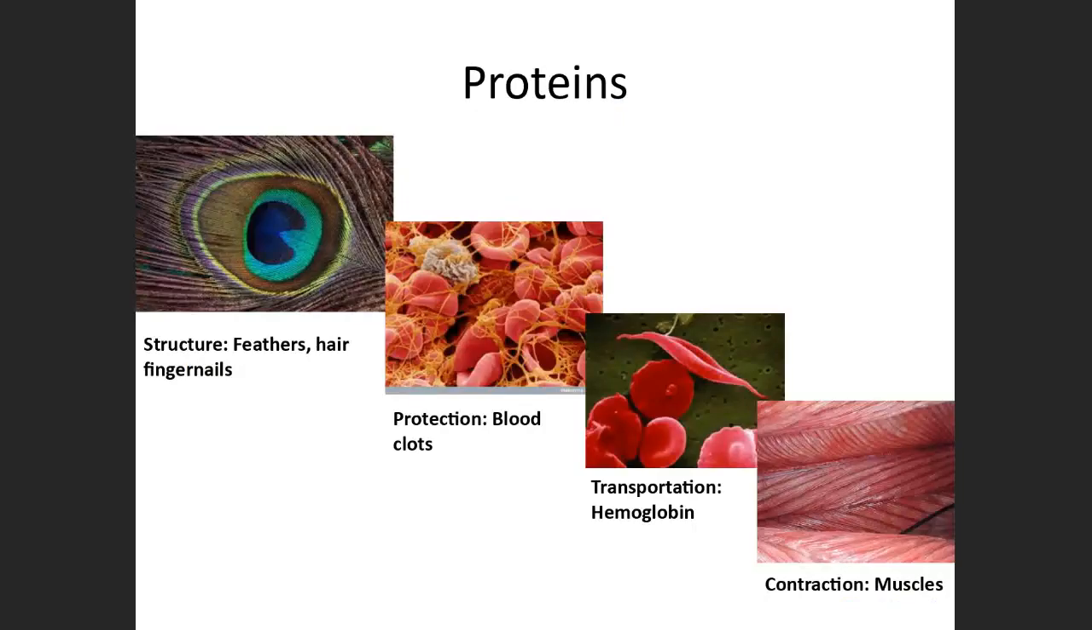So protein can be structural. Your hair is a protein. Your fingernails are a protein that's extruded from your cells. Bird feathers are proteins. Blood clots, all of that material that is formed, are proteins that are forming that clot. Hemoglobin is a protein that absorbs oxygen to transport oxygen throughout your body. And your muscles are proteins. So protein is a really, really diverse term. It's a term that encompasses a lot of things.